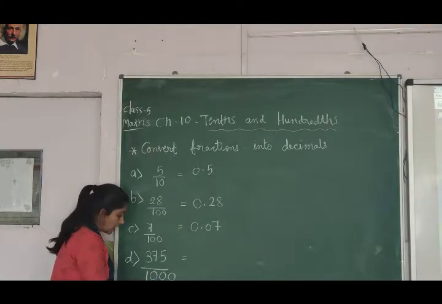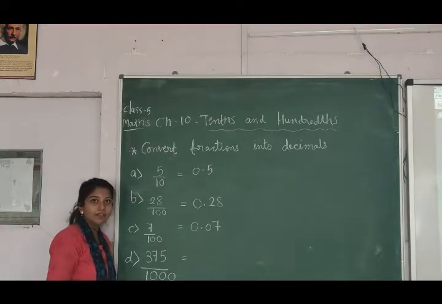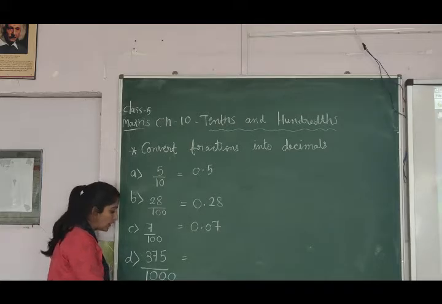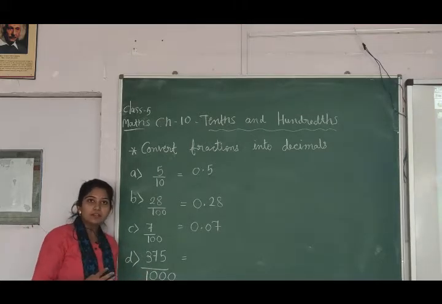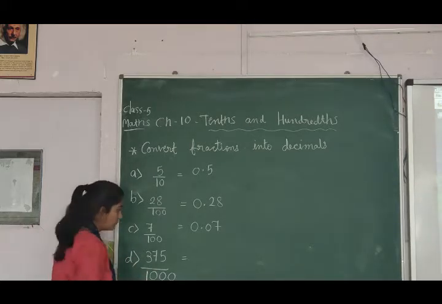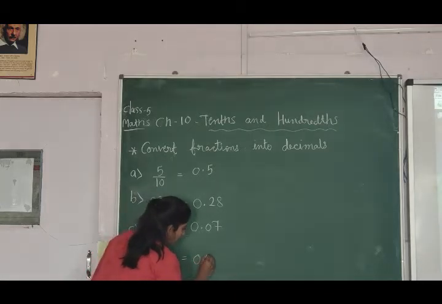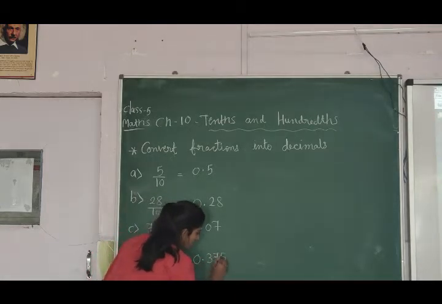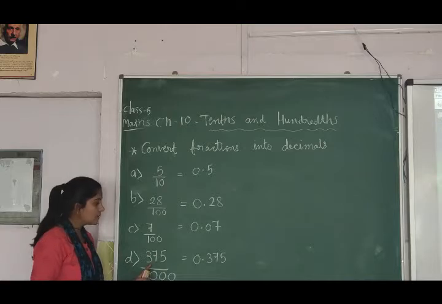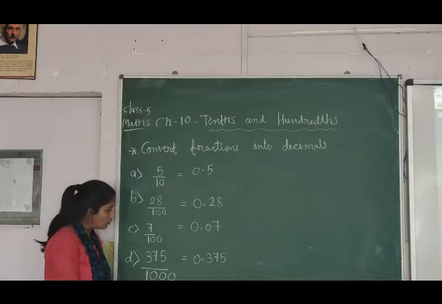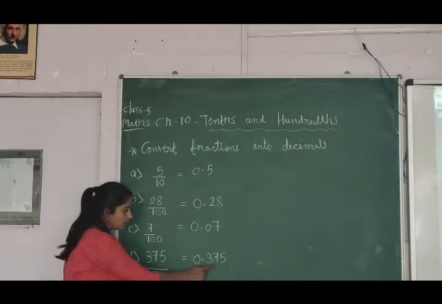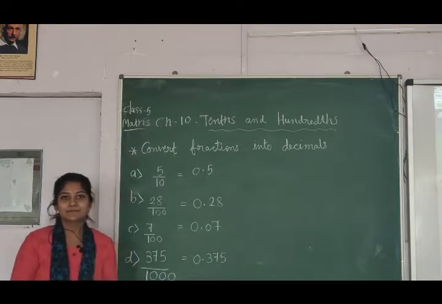375 upon 1000. Here in the denominator there are 3 zeros: 1, 2 and 3. So there should be 3 digits after the decimal point. So 0.375, because this number also has 3 digits. So 0.375.